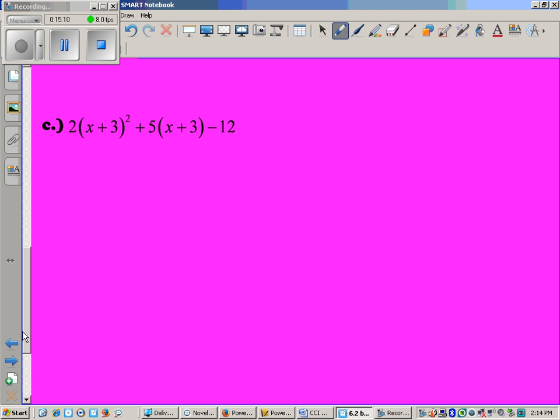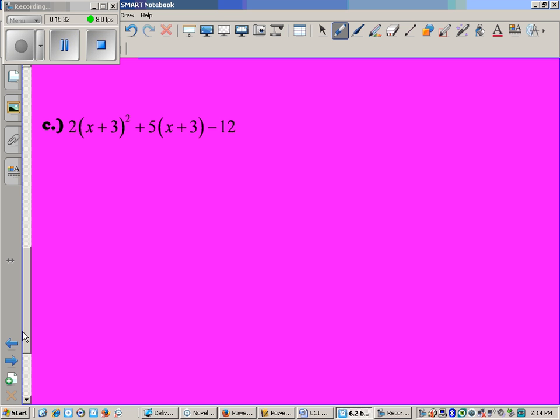Okay, this one looks kind of complicated. There's some parentheses, there's a squared, there's a couple terms. I do not want to FOIL. FOILing is the opposite of factoring. So I don't want to take that x plus 3 squared and FOIL it all out, distribute it to the 2, and take the 5 and distribute it. I don't want to FOIL, okay?